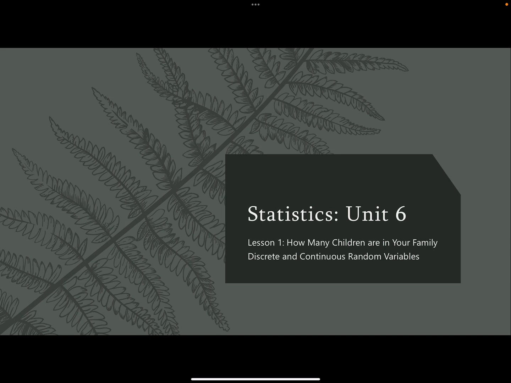Statistics Unit 6, Lesson 1, How Many Children Are in Your Family? Today we're going to be discussing discrete and continuous random variables.